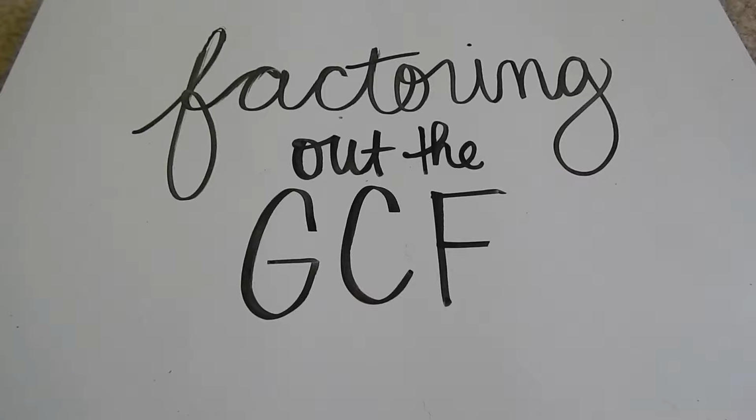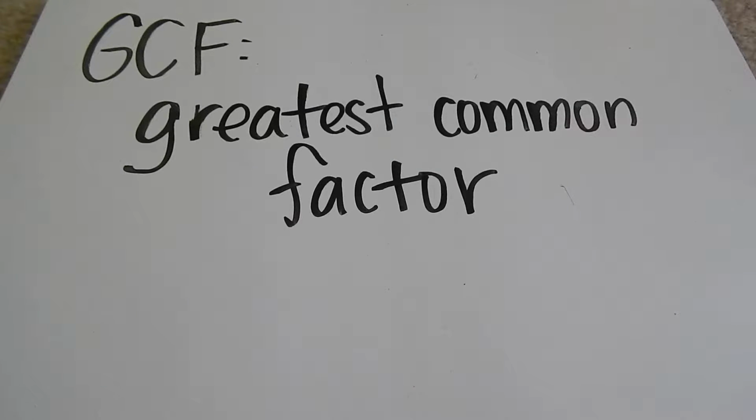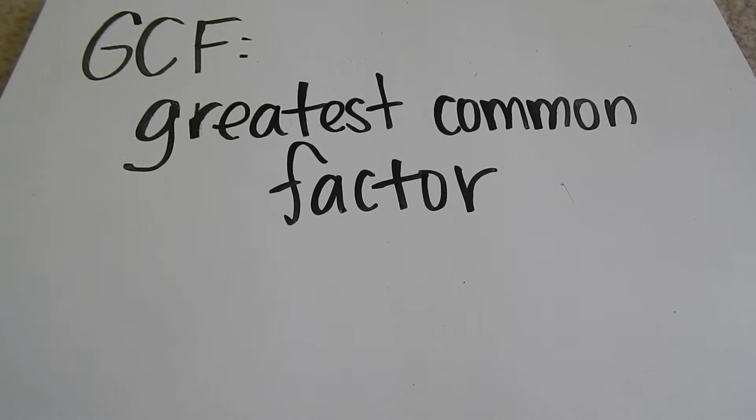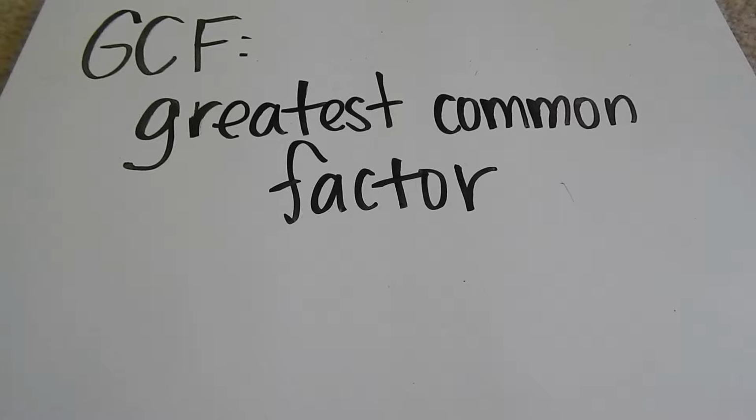Today's lesson is over factoring out the GCF. We first want to start by talking about what GCF means. GCF stands for Greatest Common Factor. All that means is we want to find the biggest number that will divide evenly into all the numbers given, or divide so that we will get a whole number.